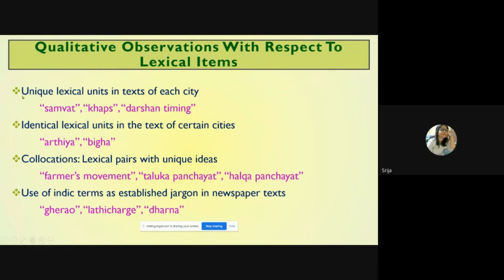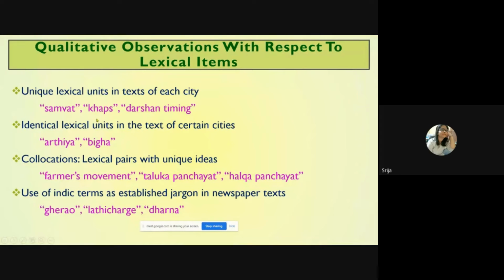So first is unique lexical units in texts of each city. Each localized variety of Indian English gave us some unique lexical units. I have listed some of them here, like Samvat, Khaps, Darshan timing. Samvat means year, like Sal, and this is a recurrent occurrence in the news text of Srinagar. Khaps is a very popular term in and around Chandigarh. Darshan timing has been used in the news text of Hyderabad.